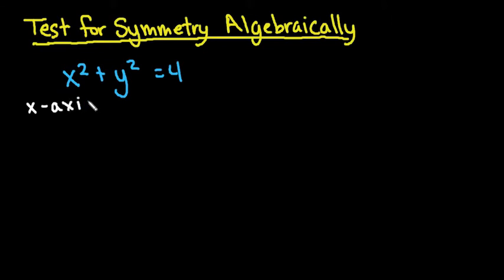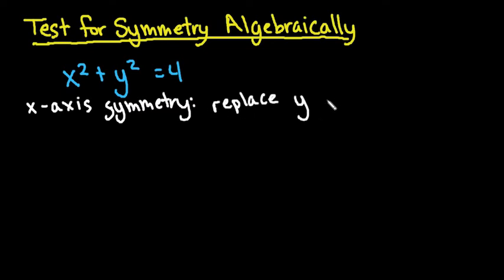And remember, x-axis symmetry means that if I were to fold it over the x-axis, all of my points would line up. And so for this one, what we are going to do is replace our y coordinate with negative y, because my x coordinates would be the same, but my y coordinates would change signs. So we're going to look at our equation.